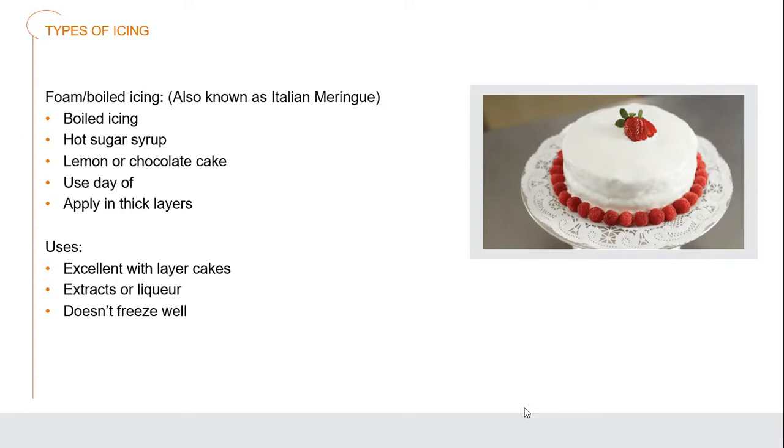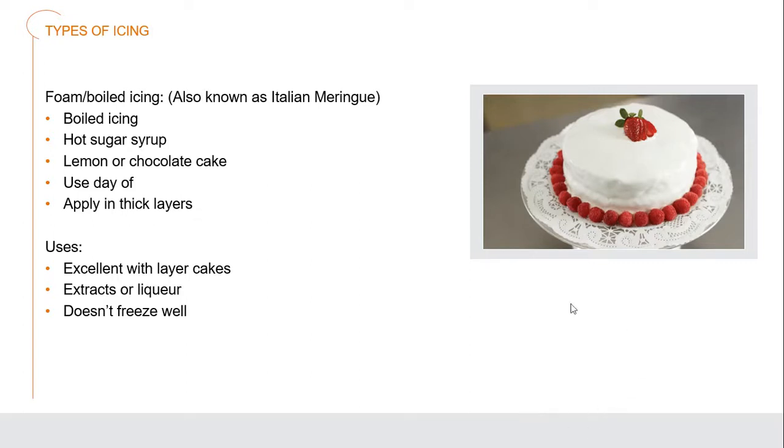You can have it maybe a lemon or a chocolate cake could be perfect to use this on. You want to actually use this on the day that you make it. You want to have it where it's got big, thick layers of it. This is something that really adds something big to your cake itself. So it's great to be able to use with layer cakes.